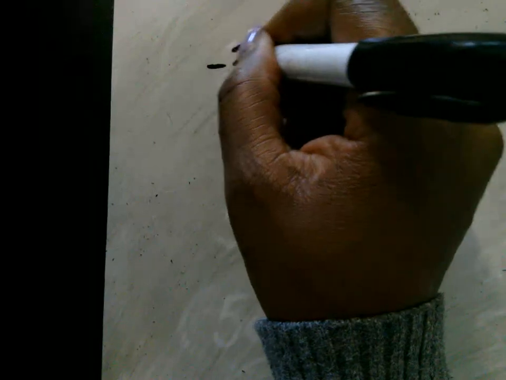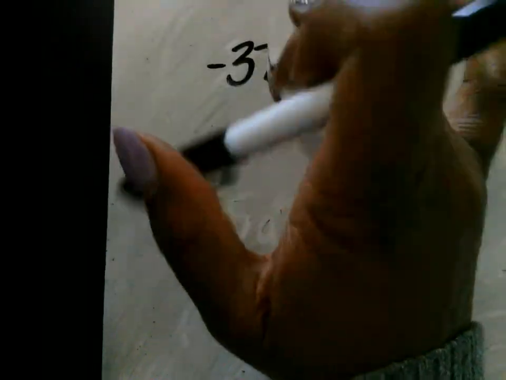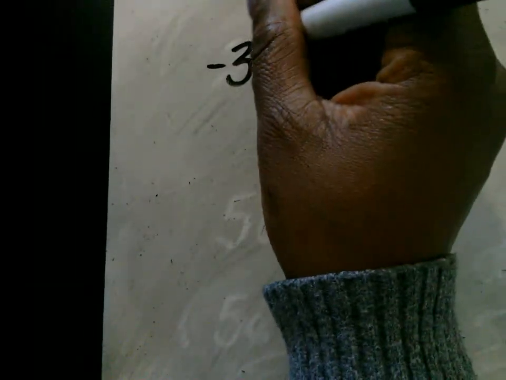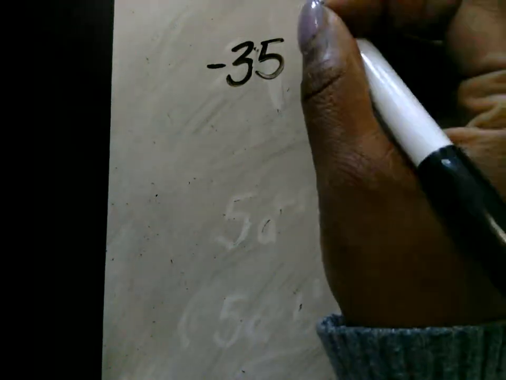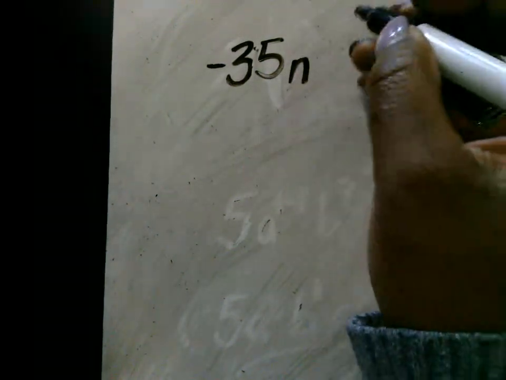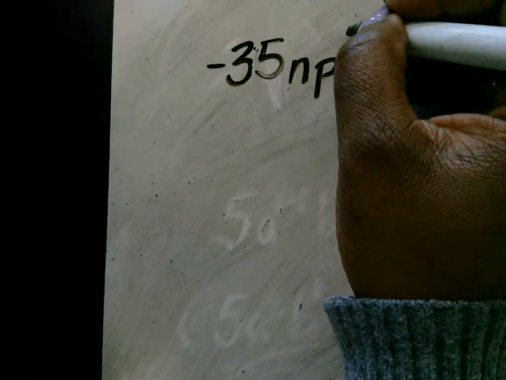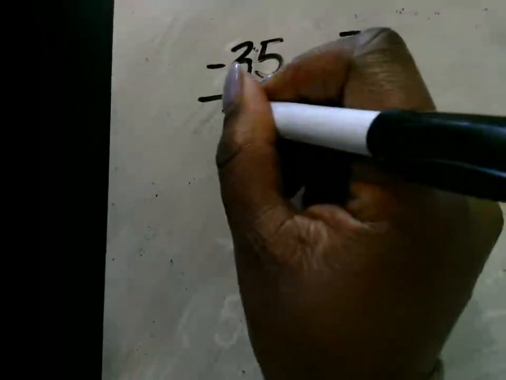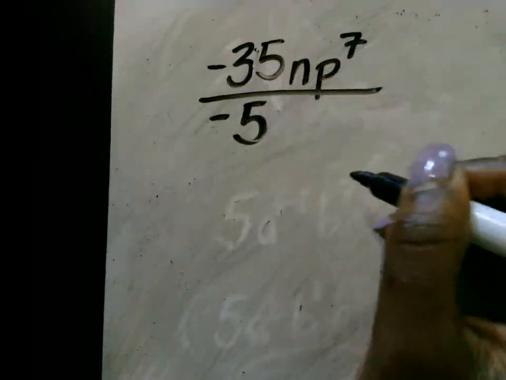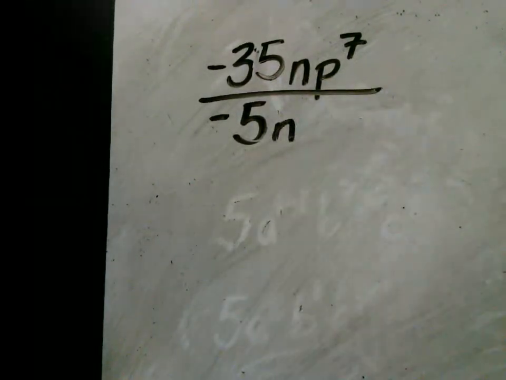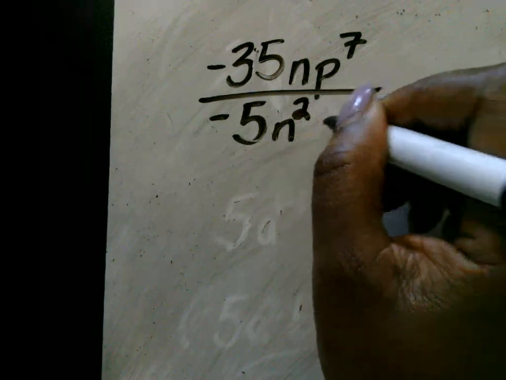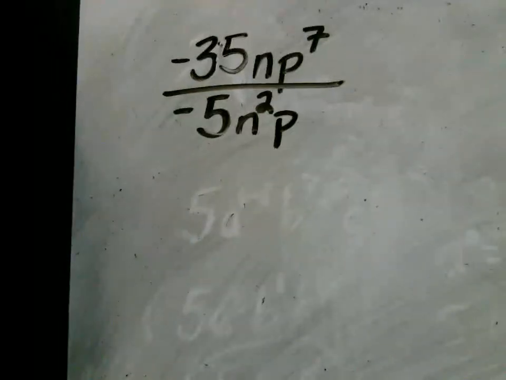Negative 35. Oh, let's do 35, not 37. That's right, yes. Negative 35 N P to the 7th divided by a negative 5 N to the 2nd P.